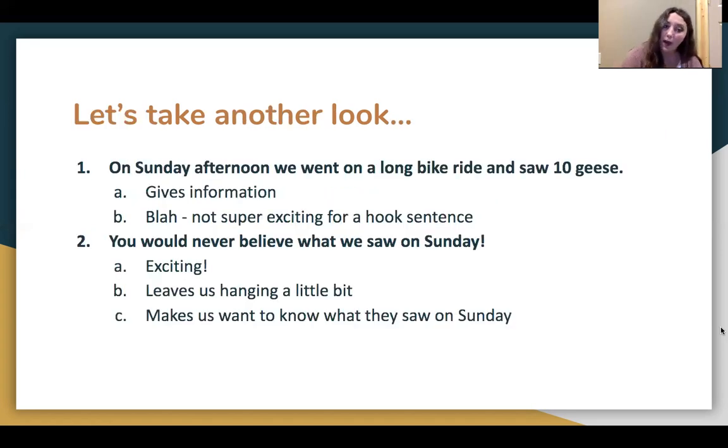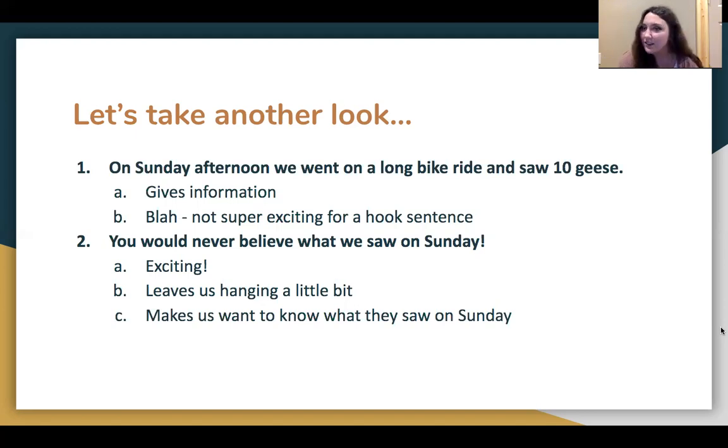So let's go back and look at the first two sentences we read. The first one was, on Sunday afternoon, we went on a long bike ride and saw 10 geese. So this sentence gives a lot of information. When did it happen? On Sunday afternoon. What were they doing? They were on a long bike ride. What did they see? 10 geese. So it gives a lot of information, but it's just kind of blah. It's not super exciting. It doesn't hook us in.